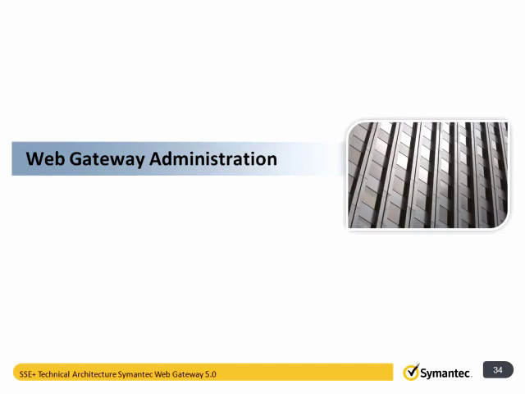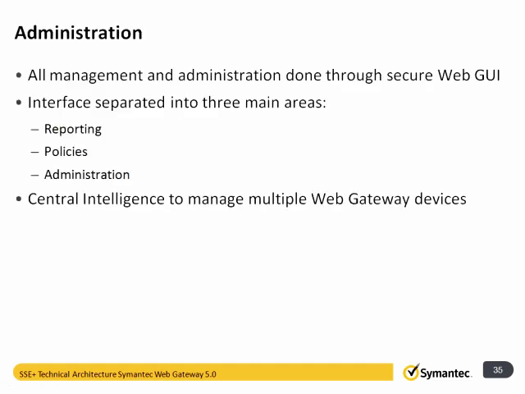Now we're going to take a look at the reporting and administration of the Symantec Web Gateway. All administration of the Web Gateway is done through a secure web user interface. The console is separated into three main areas. There is a reporting area where reports are configured, scheduled, and viewed. There is a policy area where all group policies are created and modified. And finally, an administration area where all system configuration, system status, and system updates are controlled from.